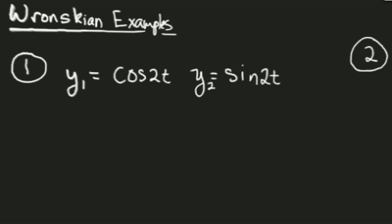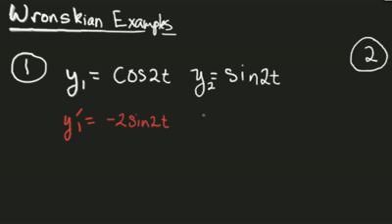Today we're going to look at a few examples of the Wronskian and what it implies. So here's a couple solutions, and we want to see if they form the fundamental set of solutions or a fundamental set of solutions. So what we do is we first take the derivative. So we got y1 prime, and that, using the trig chain rule, would be a negative for the derivative of cosine's negative sine, and then times the derivative of 2t gives you negative 2 sine 2t.